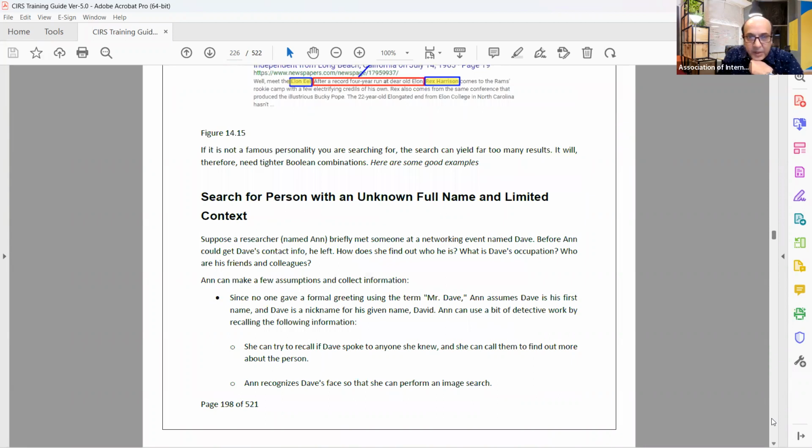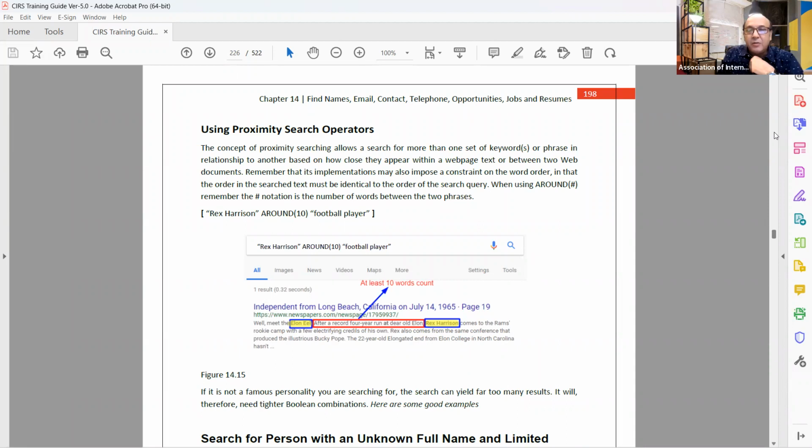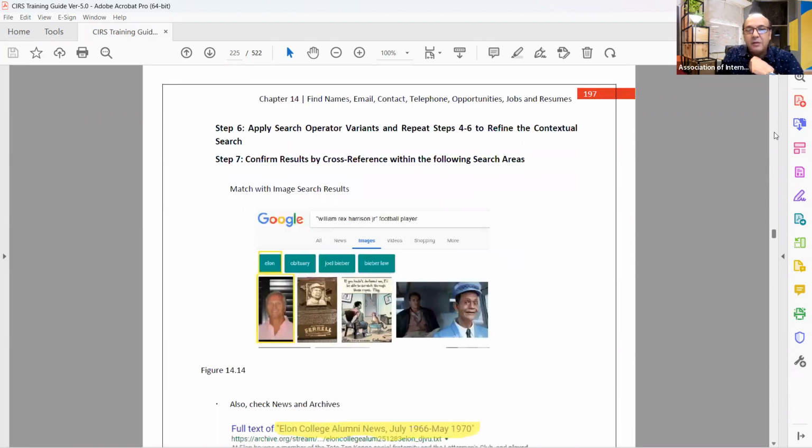So 198 is the page, which is going to talk about, I guess, the minus sign for the false positive scenario. It's going to be more interesting and explained much better if you look up these pages.